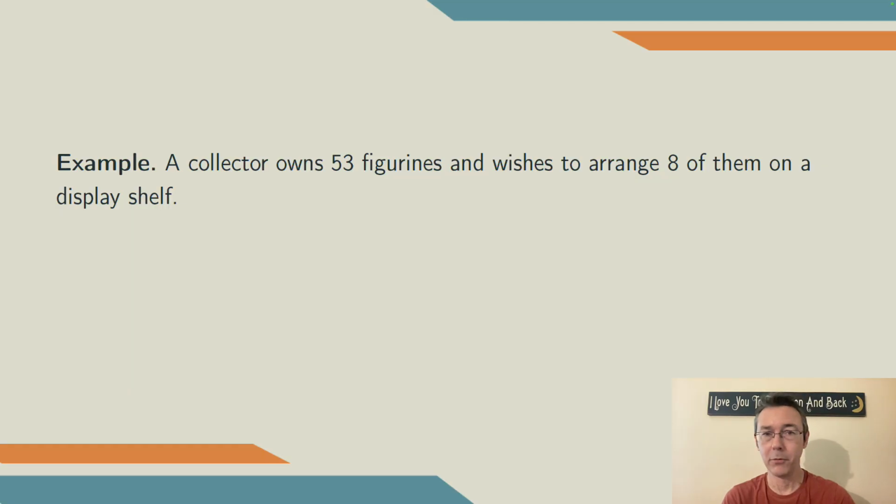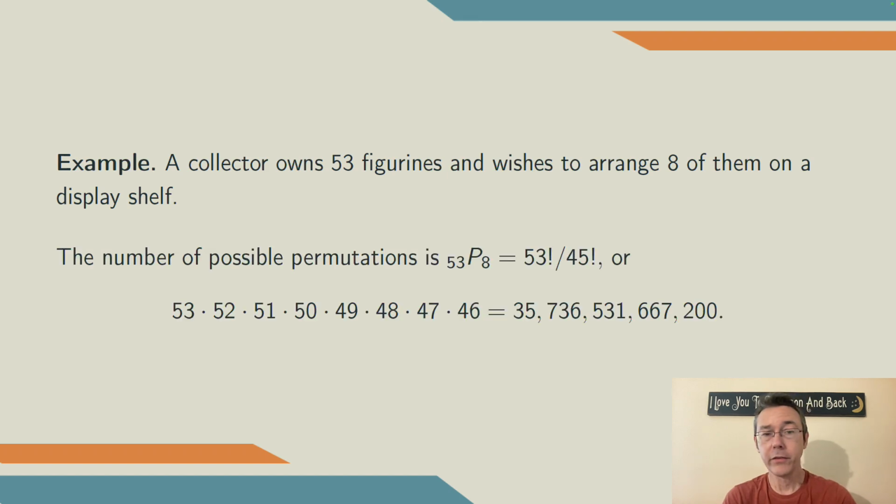Here's another example for permutations. A collector owns 53 figurines and wishes to arrange 8 of them on a display shelf. The number of ways they can do it is 53 permute 8, which is 53 factorial divided by 45 factorial. And that is nearly 36 trillion. So permutations get big pretty fast as well.